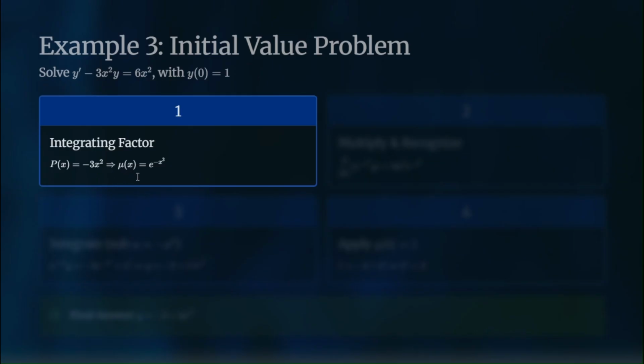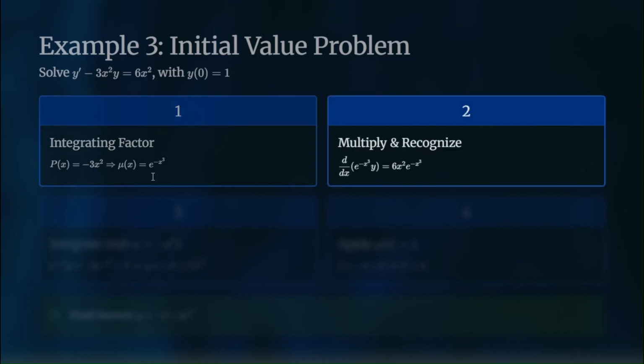That will be mu of x is equal to e to the power integral of negative 3x squared dx. The antiderivative of negative 3x squared with respect to x is negative x cubed. So our integrating factor is e to the power negative x cubed. Now we can multiply both sides of the equation and recognize that this left side will be equal to the derivative with respect to x of e to the power negative x cubed y. And the right hand side will become 6x squared times e to the power negative x cubed.